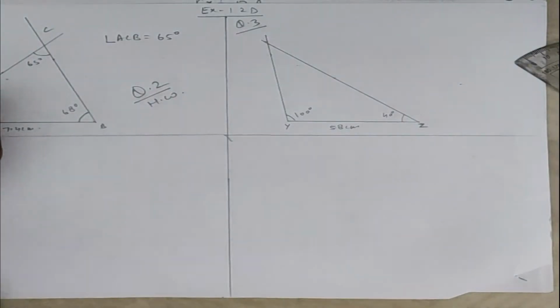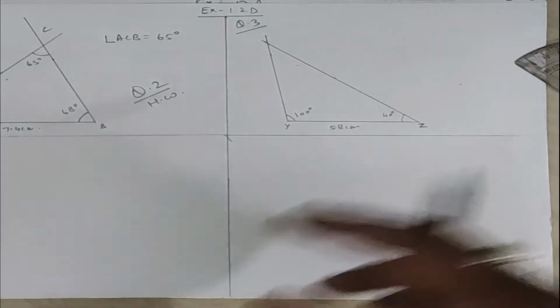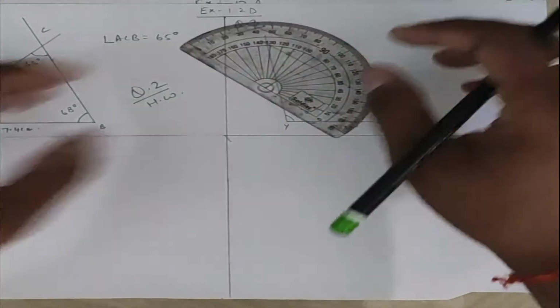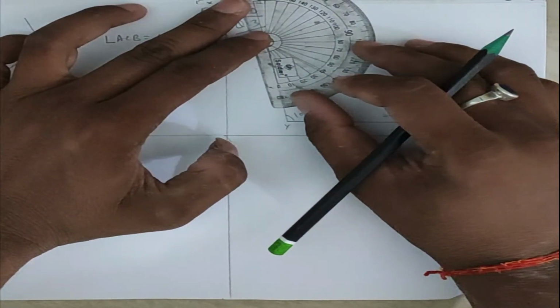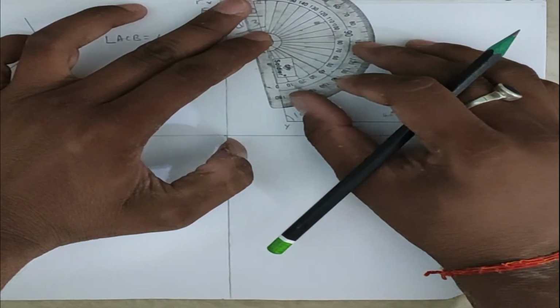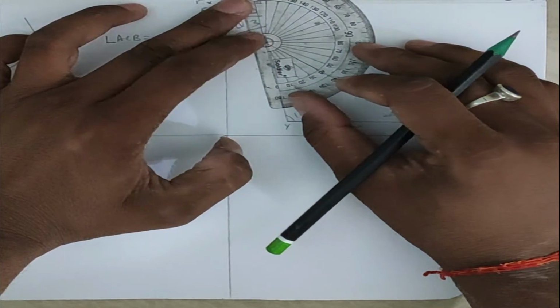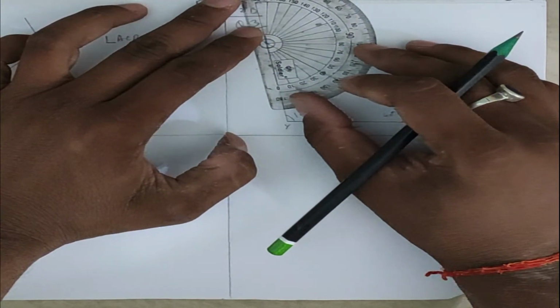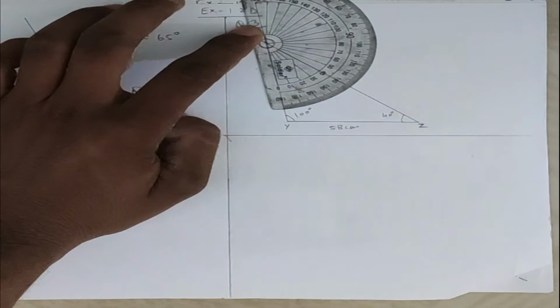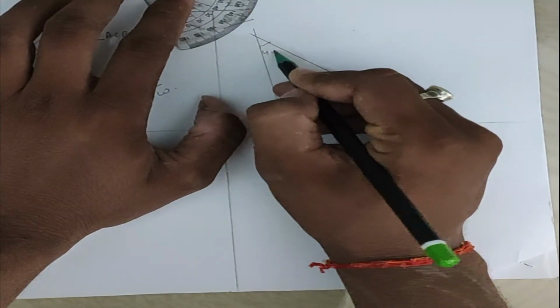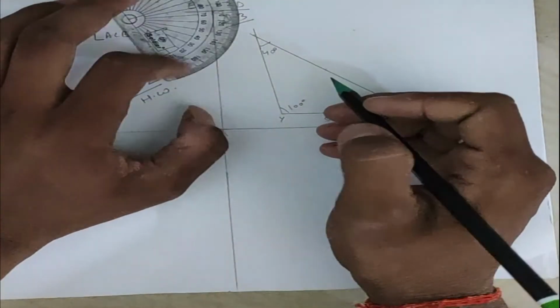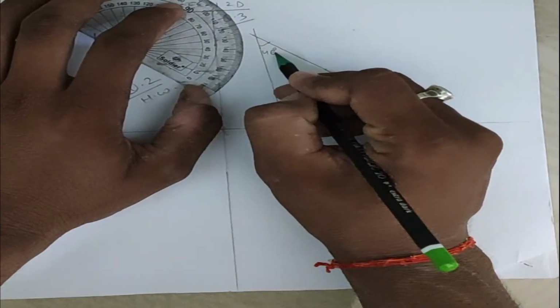100 degree. Then they have asked, first we need to measure the third angle, that is our first priority of the question. So the angle is 40 degree. Clearly you will see 40 degree, and according to angle sum property it should be 40 degree.